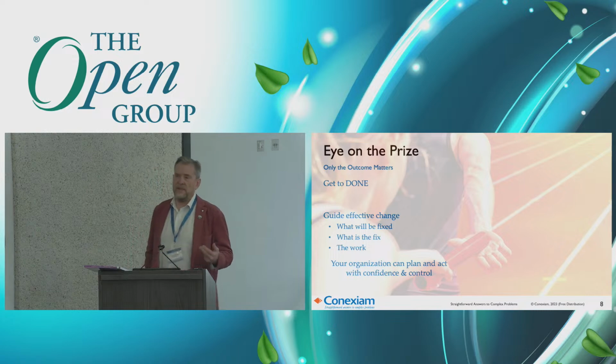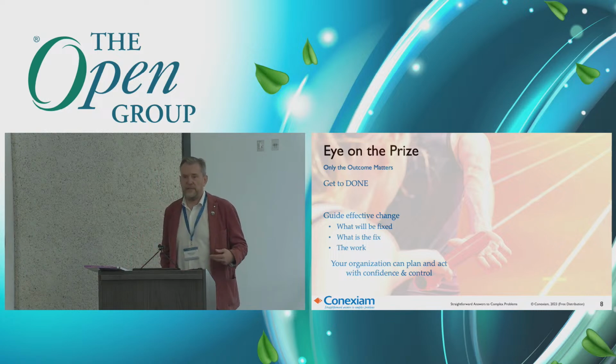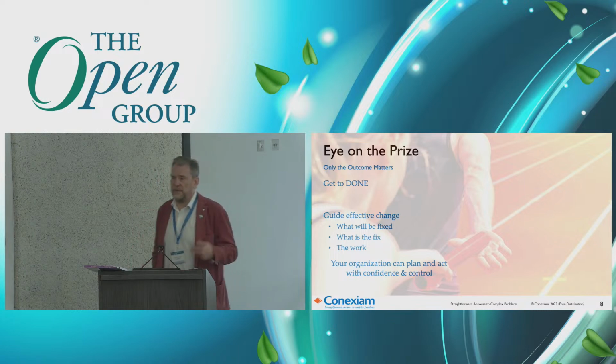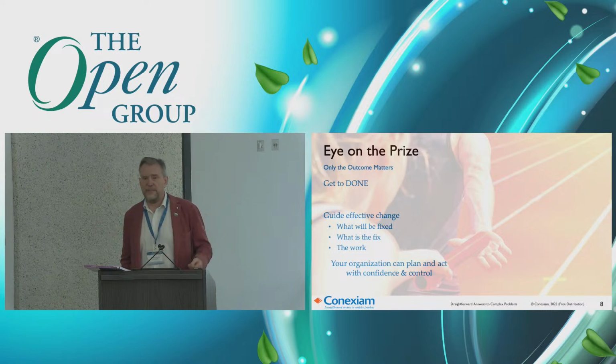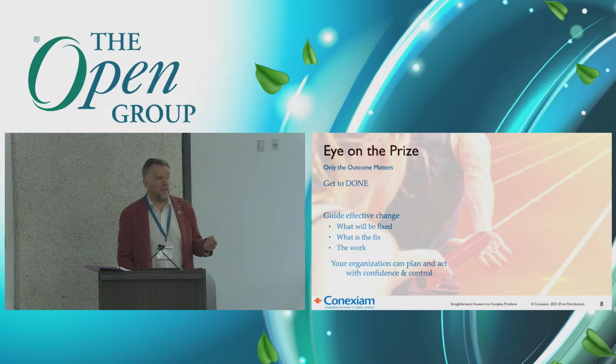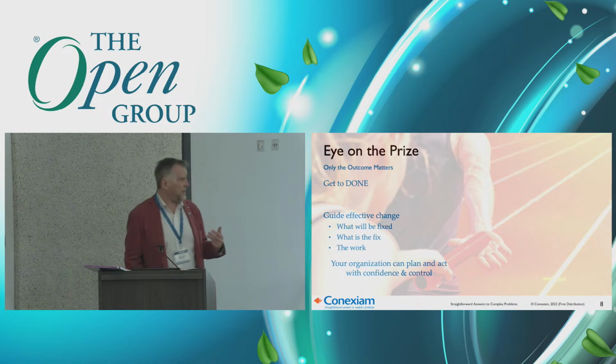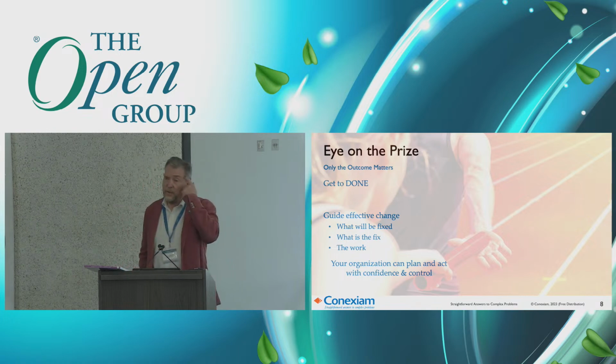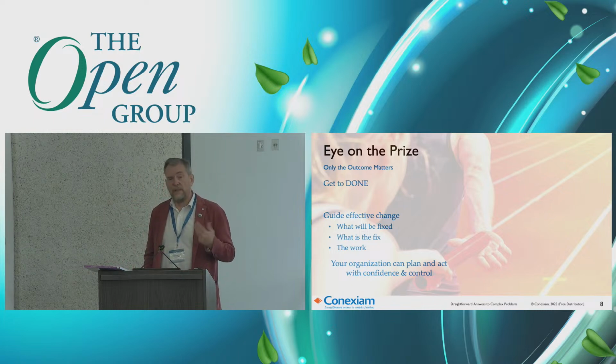Architecture is about creating the knowledge to guide effective change. Value is created in TOGAF's Phase G when the change is executed. And value is only realized after the change is successful. So if you're an architect, time to latte. Guide effective change. What needs to be fixed? What's the fix? What is the work that your organization will fund and pay for?